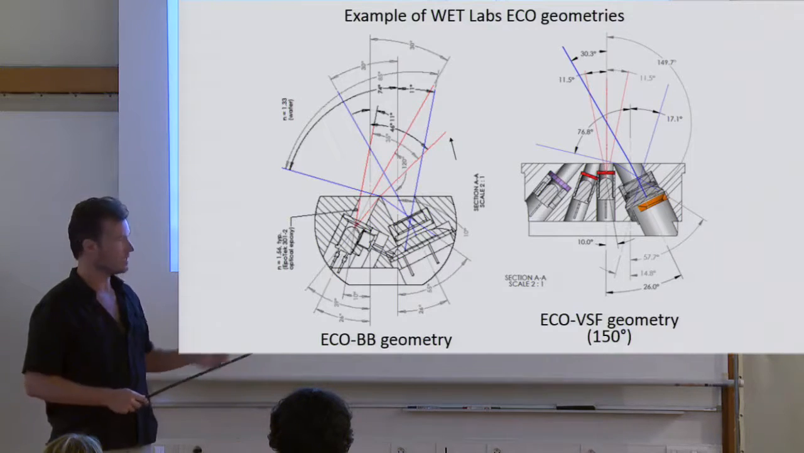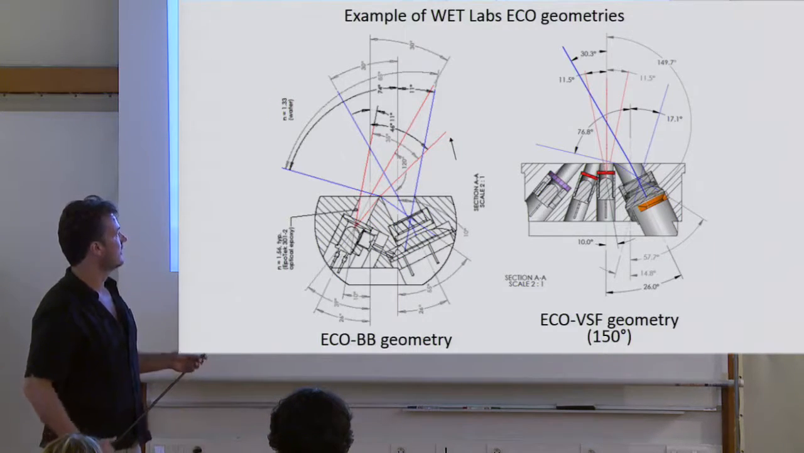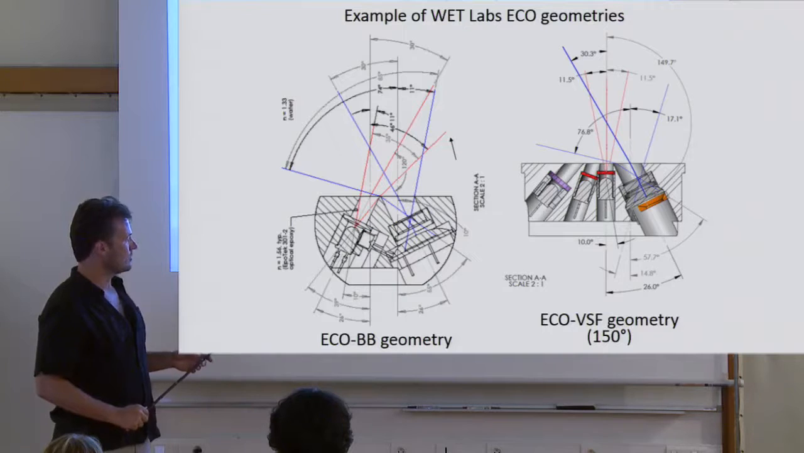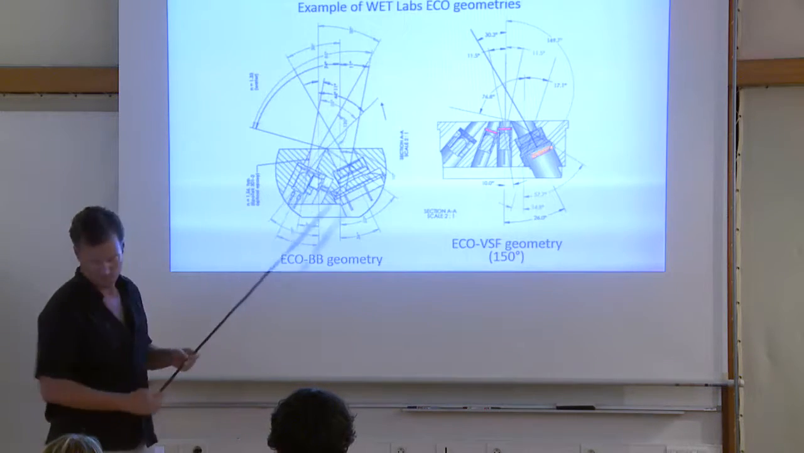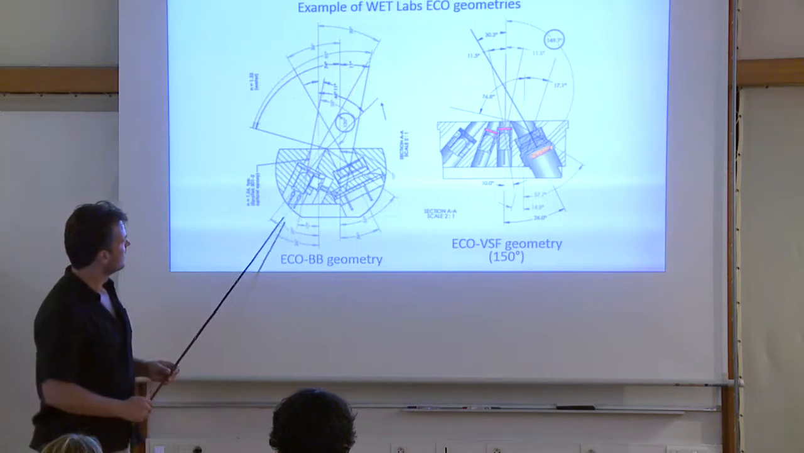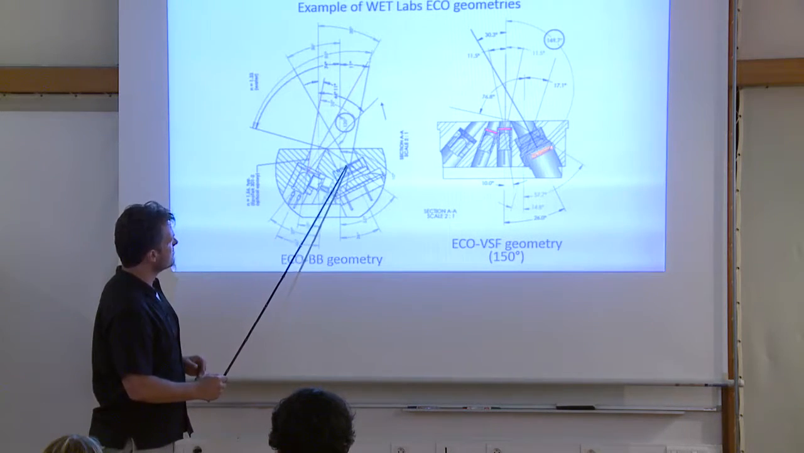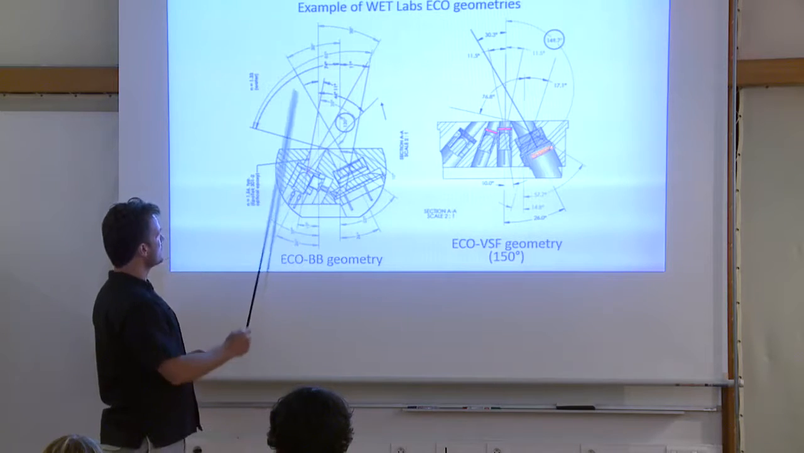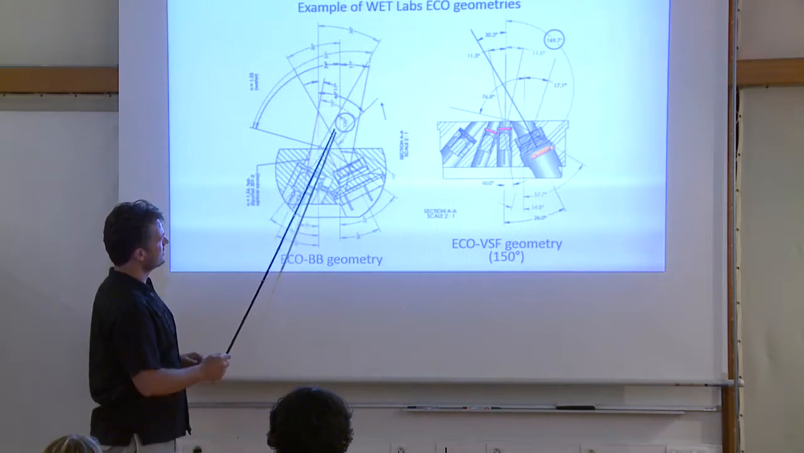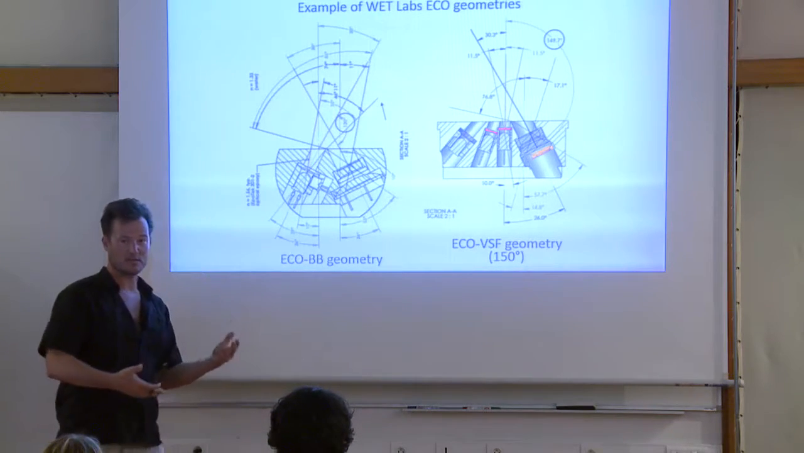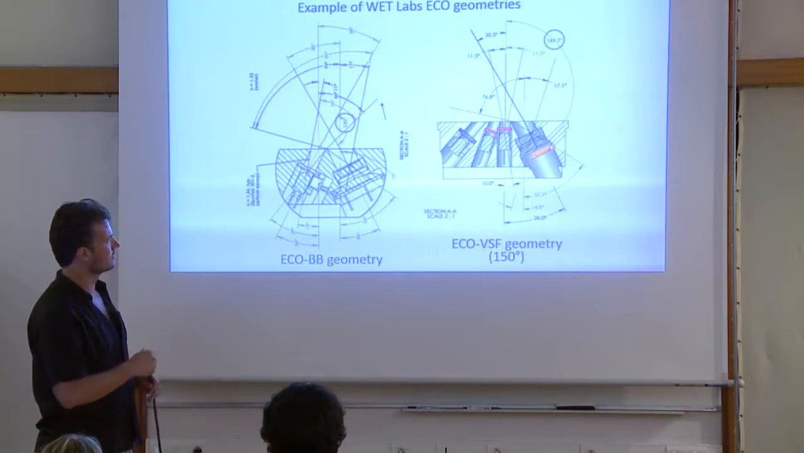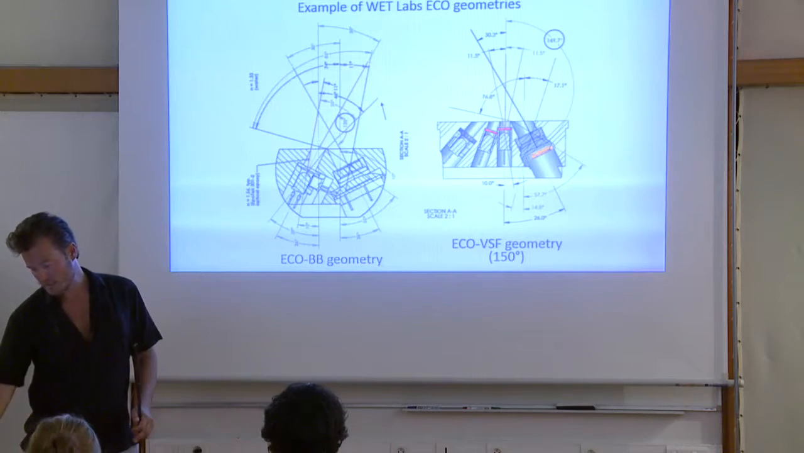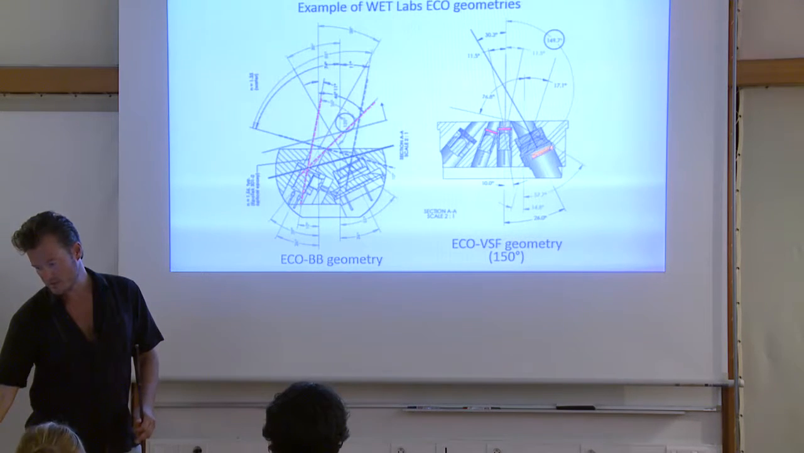So these are ECO sensors that WET Labs sells. And this is the ECO BB geometry, which nominally has scattering at 124 degrees. I think the midpoint of the source and detector beams actually intersect at 120. But when you do the calculations for the weighting function, you find that the centroid's actually at 124, which I'll get to. But anyway, you have to play with these plots a lot to document the geometry.